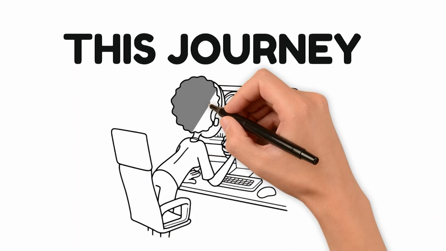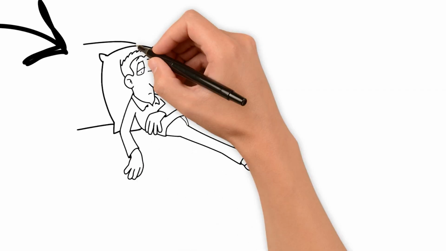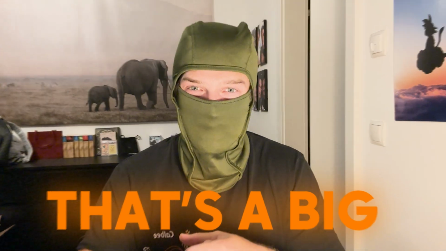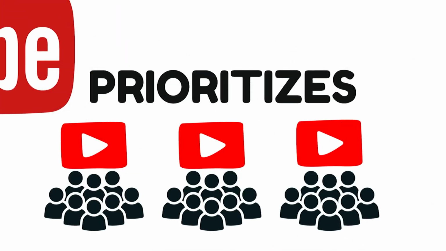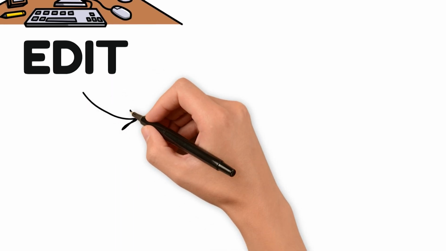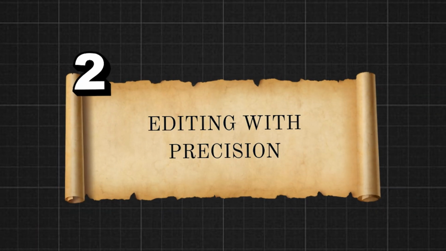For me, this journey started with a deep dive into my analytics. I wanted to see where viewers were dropping off, and I noticed something troubling. A significant drop right in the intro. That's a big problem, especially since YouTube prioritizes videos that keep people watching. So my first step was to fix that by editing out some parts that weren't as engaging as they could be.